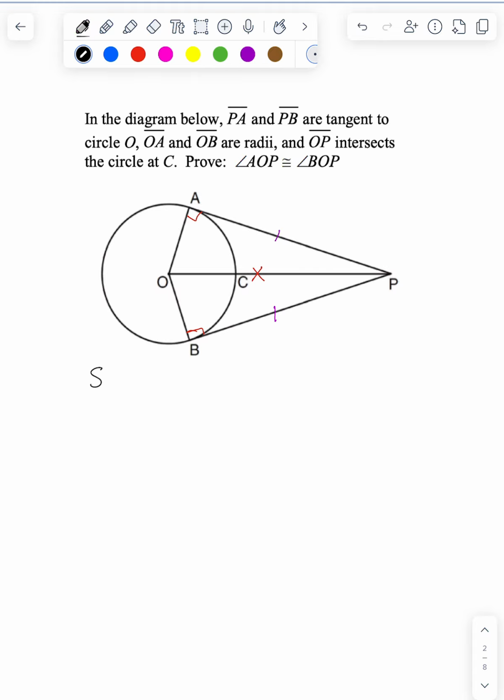I'm going to write up my proof so you can see how this looks. Once again, I am not going to write down the givens just to save some time and space in the video, but you should always start off by writing all of your givens.